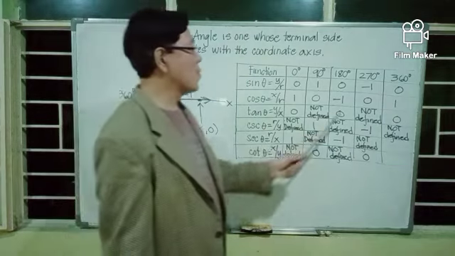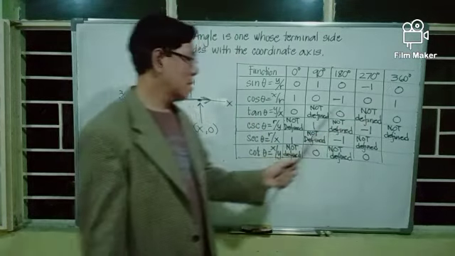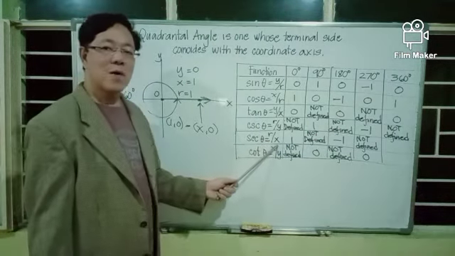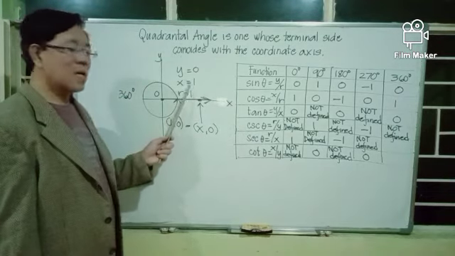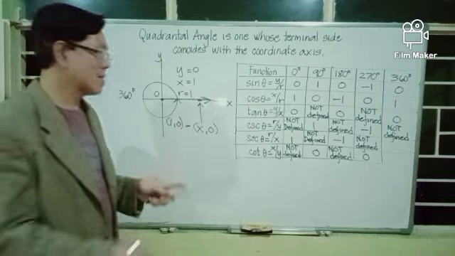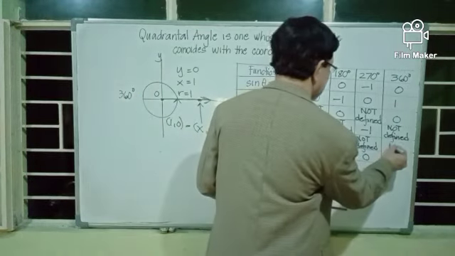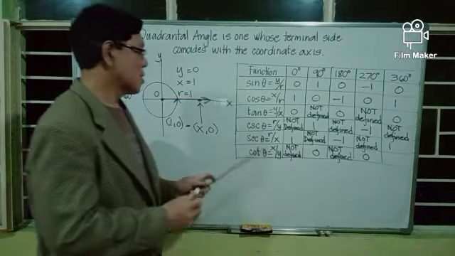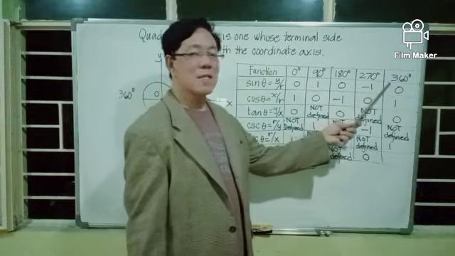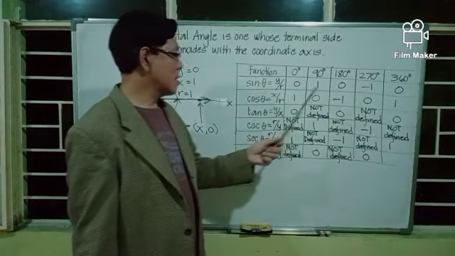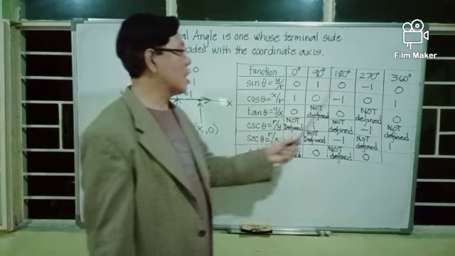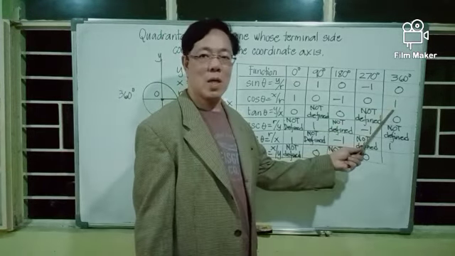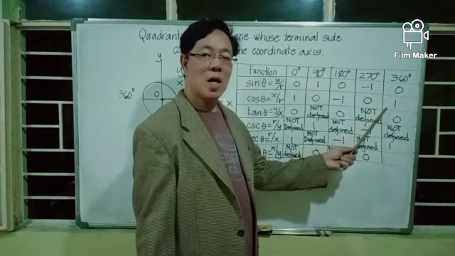The secant of 360 degrees is given by r over x. R is 1, x is 1. 1 divided by 1 is 1. Or secant of 360 degrees is equal to the reciprocal of the value of cosine of 360 degrees, which is 1. And the reciprocal of 1 is 1.